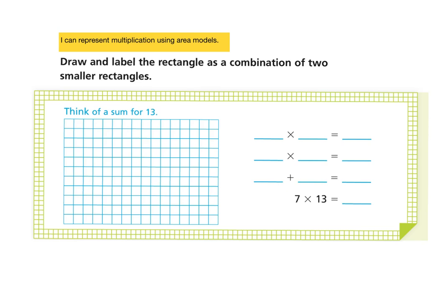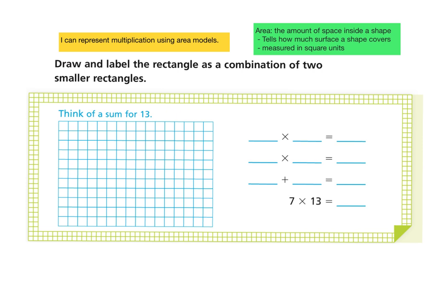In today's video, we are going to represent multiplication using area models. Now, before we begin, I want to review what area is. So area is the amount of space inside a shape. It tells how much surface a shape covers, and it is measured in square units.